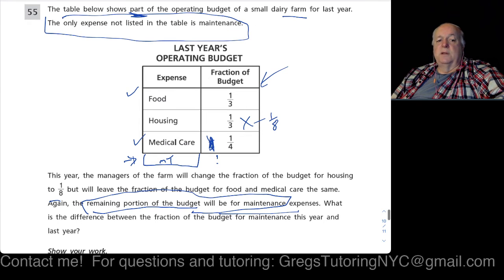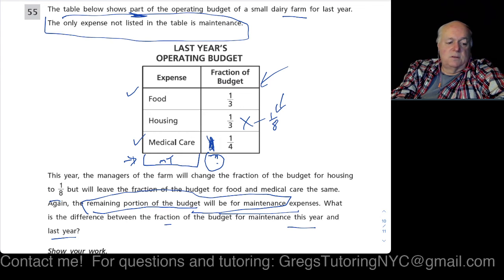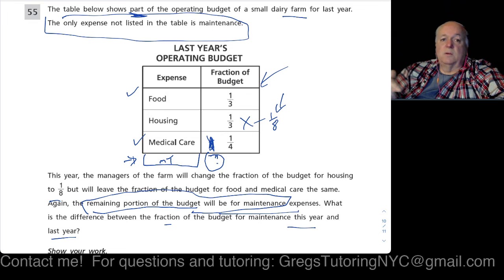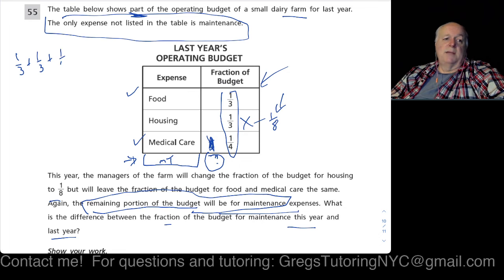Okay, what is the difference between the fraction of the budget for the maintenance for this year and last year? So it seems to me I wrote this question mark here. We need to figure out what that question mark was with the original table and then figure it out again if the housing was 1/8. Okay? So how do we go about doing that? That can be confusing to a lot of you guys. So what we need to do is figure out what these add up to. Okay, so let's go do that over here. So we have a third plus a third plus a quarter. Okay, we need to get a common denominator.